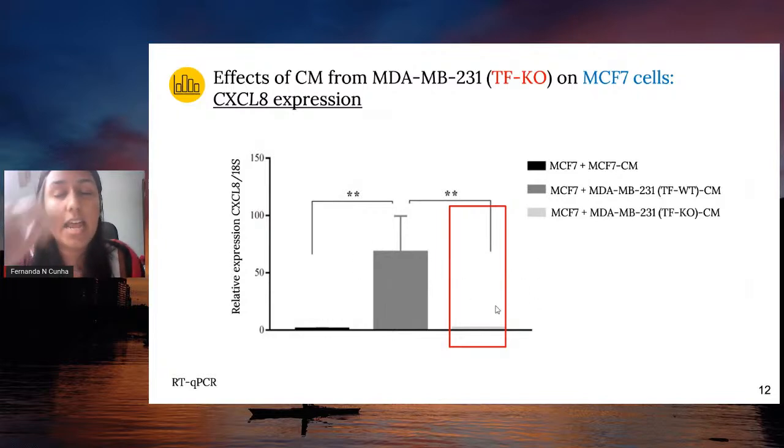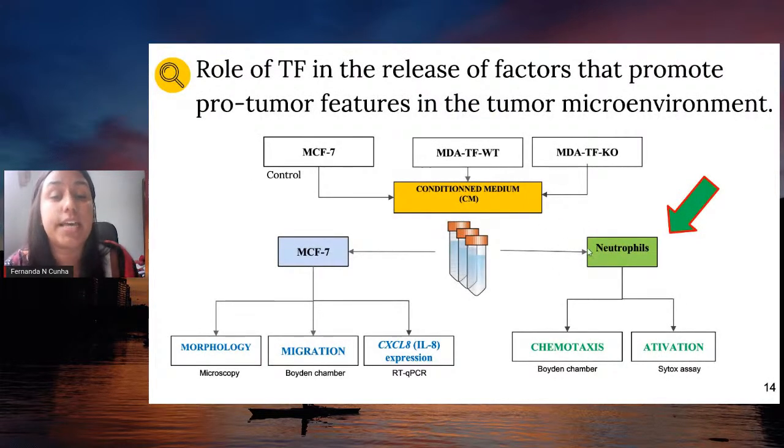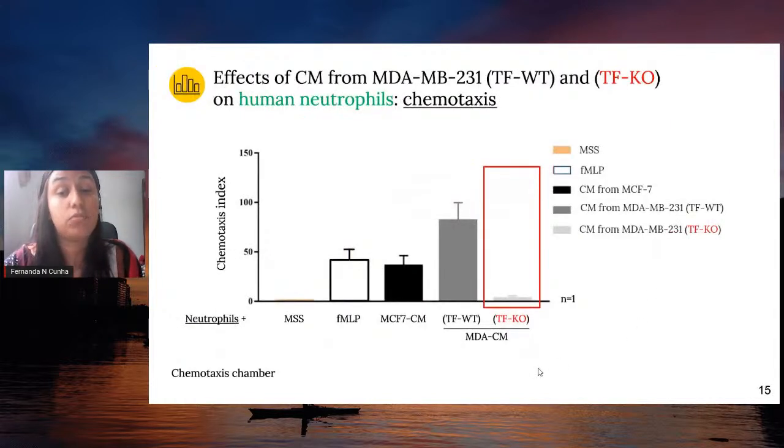This first result suggests that factors released by high TF expressing MDA cells are able to induce aggressive features in MCF7 cells, and that TF silencing is sufficient to abolish most of the pro-tumor effects we observed. We next used CM from MDA cells to treat human neutrophils isolated from blood of healthy donors, and showed that CM from high TF expressing MDA cells greatly chemoattracted neutrophils, and that TF silencing reduced these effects.